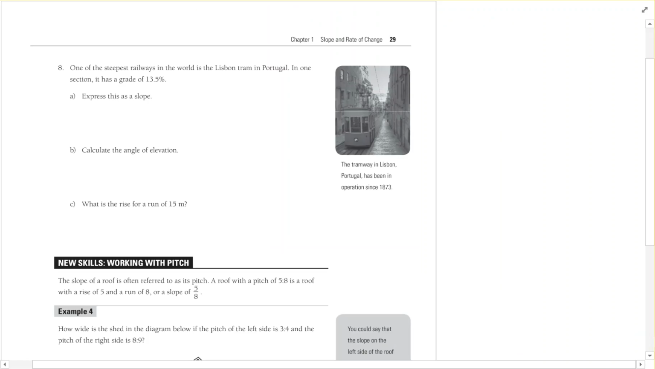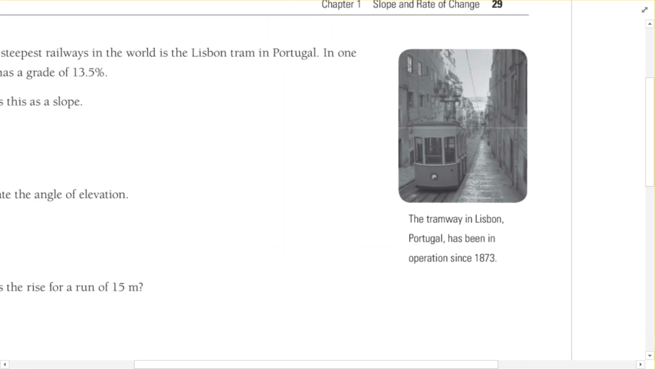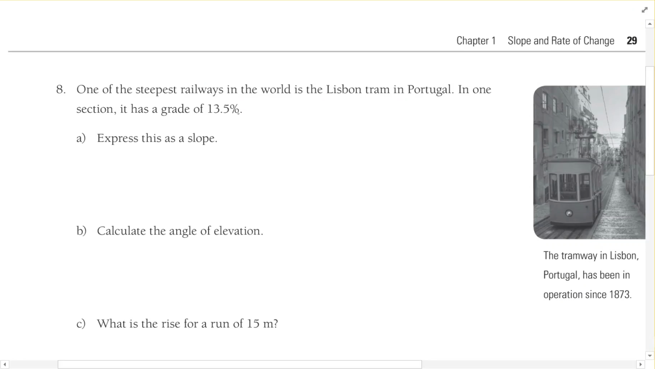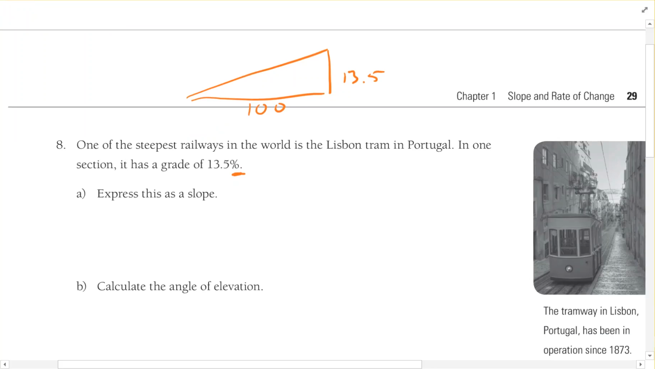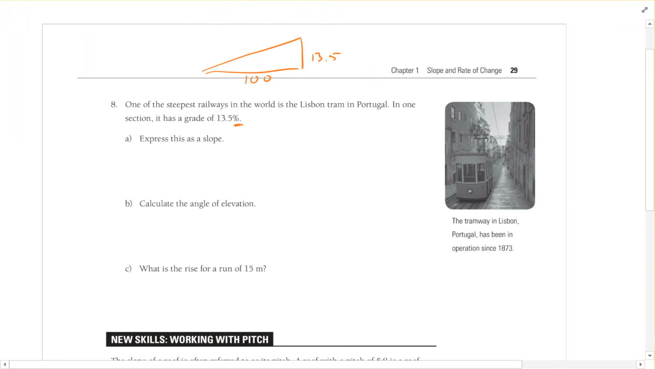So now number 8 here. Again, what I would do if I was looking at this, as soon as I see 13.5 and anything to do with a percentage, what that's talking about, so 13.5, I know that my rise is 13.5, and my run's going to be 100. That's really what that means, right? So 13.5 is just saying how much does it go up for every 100 meters. So that's kind of where my starting point would be on that one.